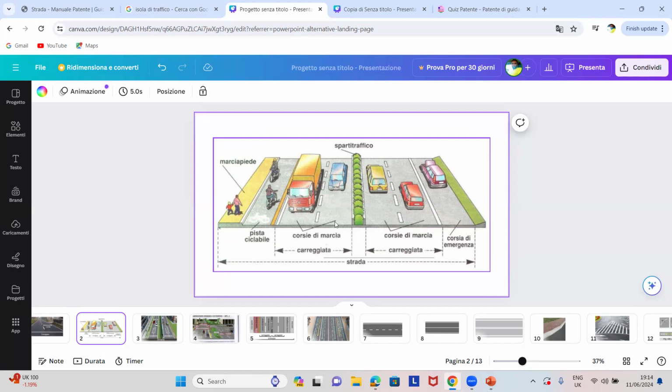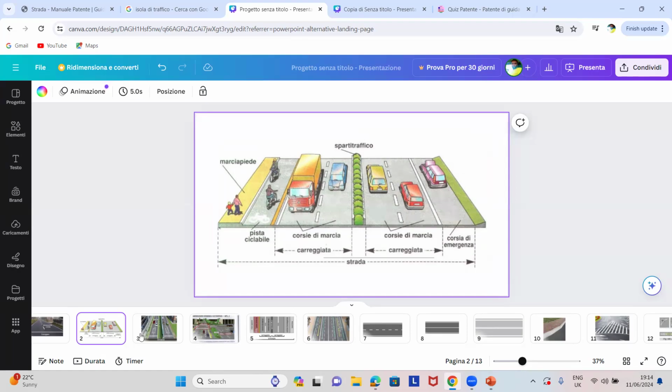Many a times, you go see them up to a borderline. Many a times, you go see them close to spartitraffico. What is spartitraffico? Guardrail. Sometimes in your quiz, you see flowers. This thing is called guardrail in English. In Italiano, it's called spartitraffico.